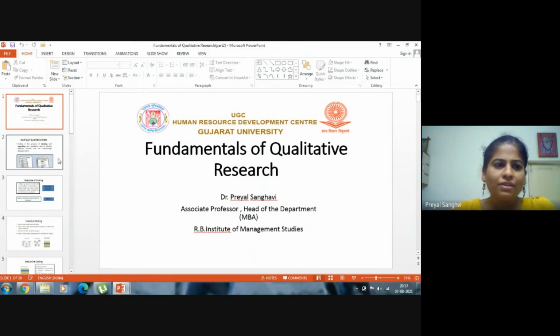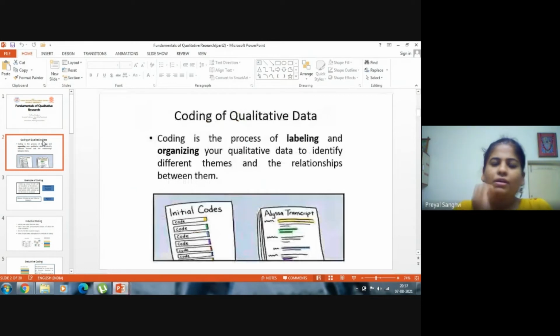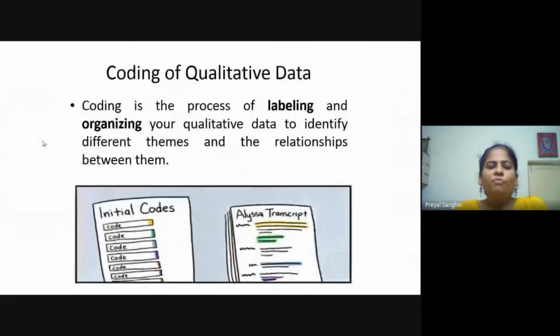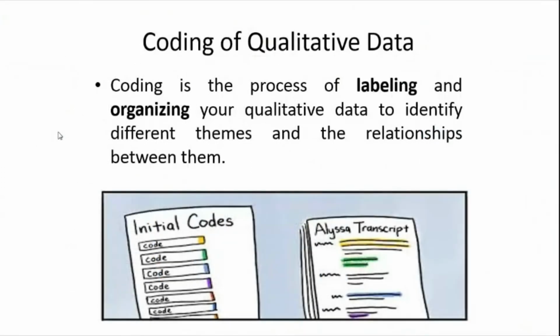First, we will start with the coding of qualitative data. If I talk about the meaning of coding of qualitative data, basically coding is the process of labeling and organizing your qualitative data. We have discussed that through survey, observation, interview and focus group, we have collected a large amount of data. So the meaning of coding is that we assign labels to the data, organize the data, and manage the data. This is known as coding.